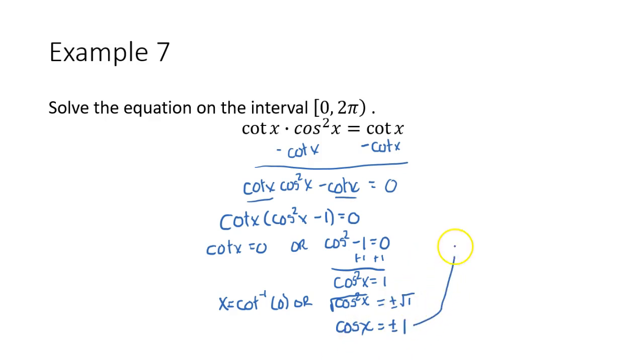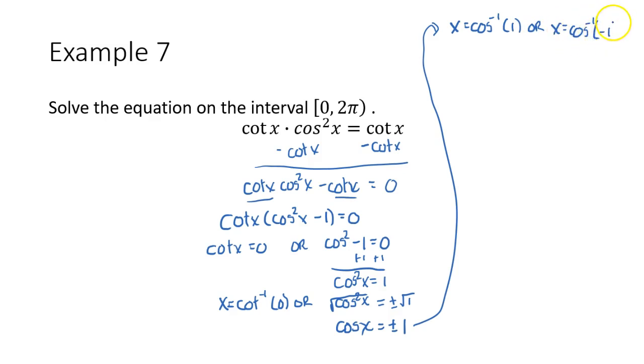All right, let's bring this up here. That means if the cosine of x is equal to positive 1, then x must be equal to the inverse cosine of positive 1, or if the cosine of x is equal to negative 1, then x must be equal to the inverse cosine of negative 1. All right.